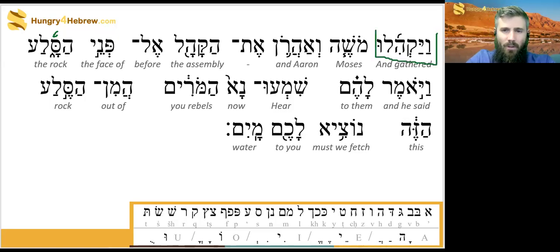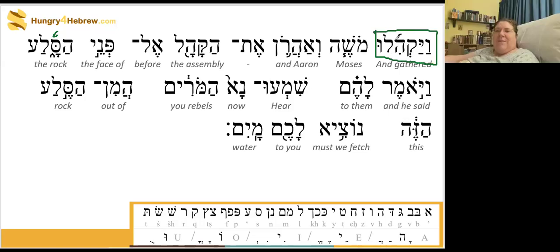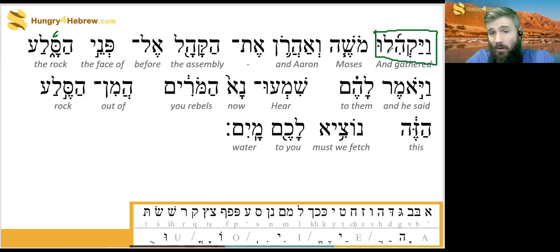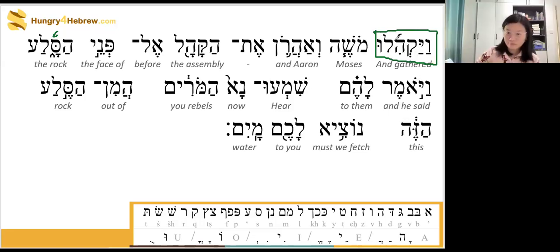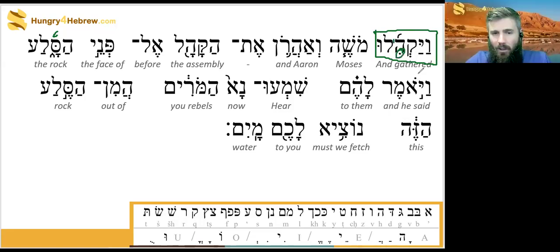Where did the yod of this hifil verb go? To the lamed. It's the same thing we've been talking about. It's a vayiktol, so it's going to apocopate that yod out. So the yod is gone. It's left with a chirik.